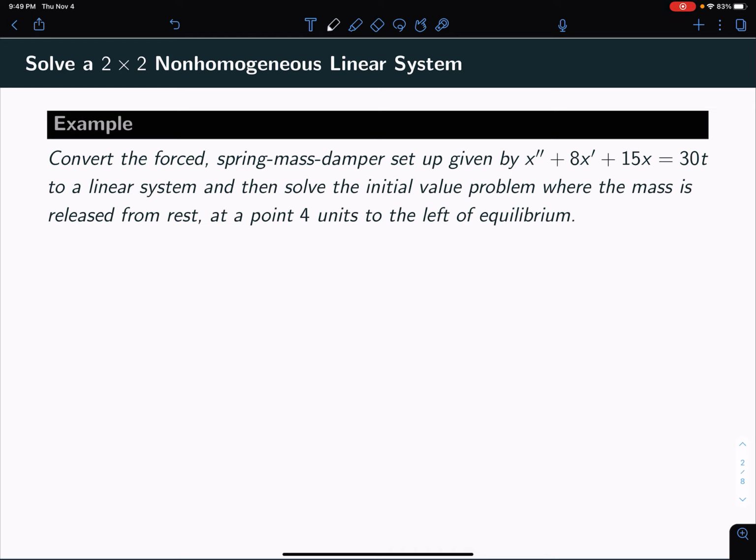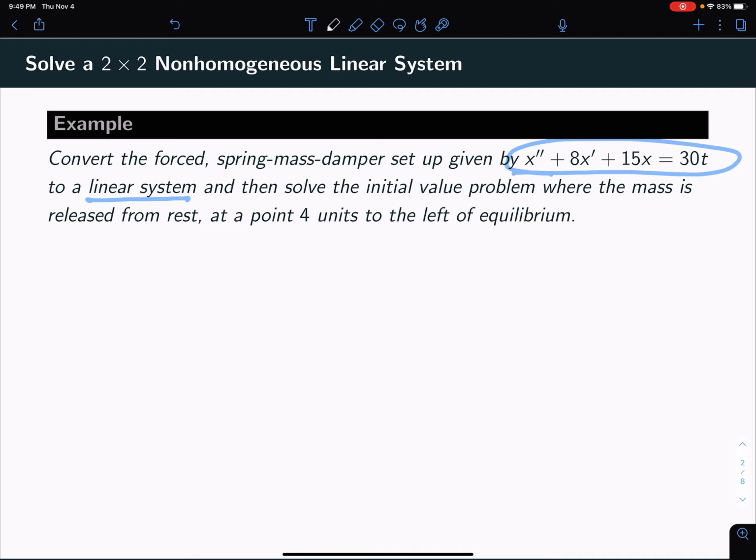The example says, convert the forced spring mass damper setup given by x double prime plus 8x prime plus 15x equals 30t to a linear system, and then solve the initial value problem where the mass is released from rest at a point 4 units to the left of equilibrium. So it sounds like they've given us a second order linear differential equation. They want us to convert it to a linear system and then solve an initial value problem.